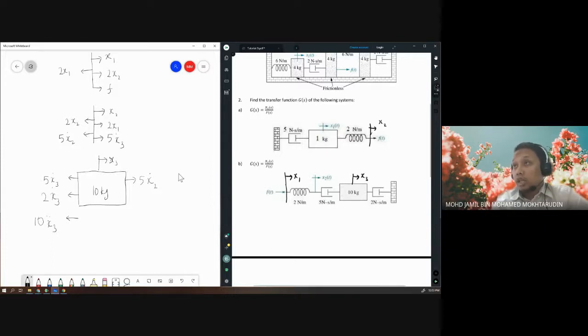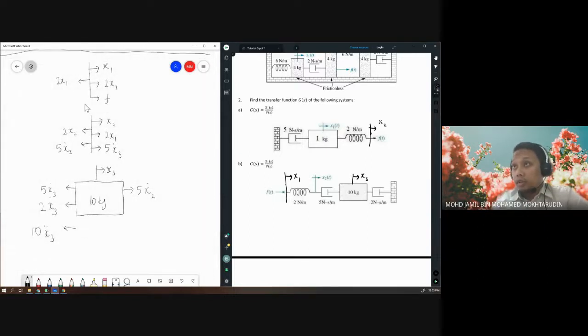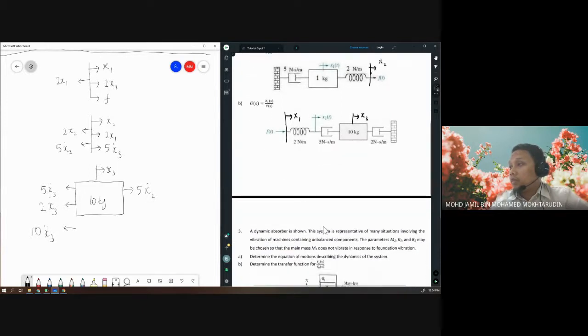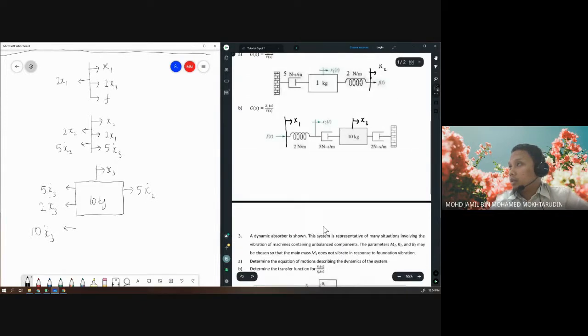Okay, so you can check again whether you have all the forces on each free body diagram. Then you can write the equation of motion. The equation of motion, you can try to write yourself. Okay, as I said, the most important part is to get the correct free body diagram. Okay, any questions?